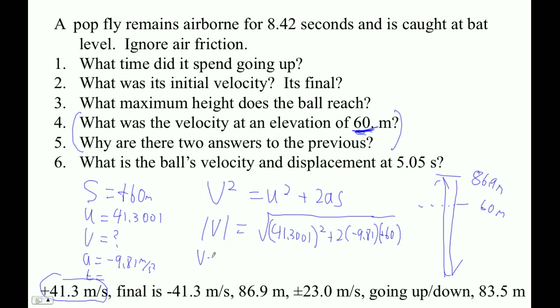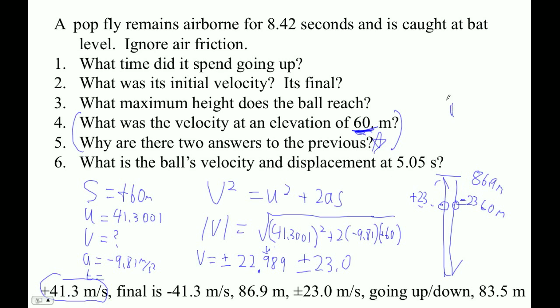So its velocity is positive or negative 22.989. With sig figs, we have 3 sig figs, so we round it up to 23.0, plus or minus. On the way up, it's plus 23, and on the way down, it's negative 23. So why are there 2 answers? It passes 60 meters going up, and it passes 60 meters going down. Going up, it's positive 23. Going down, it's negative.